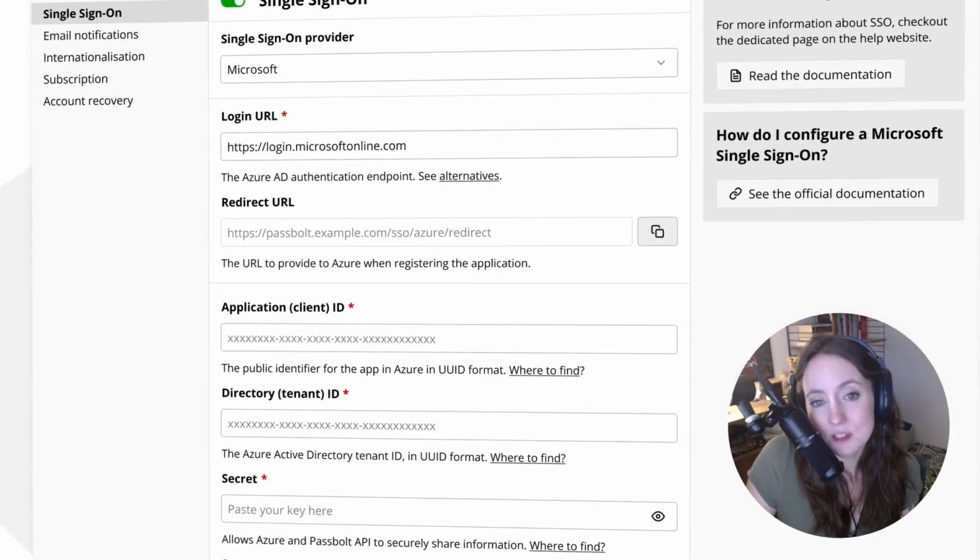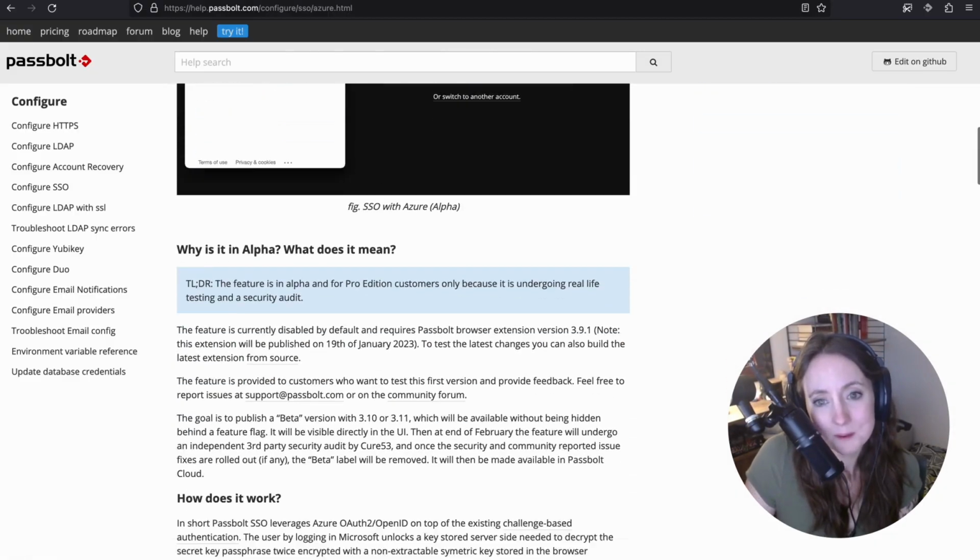You can find detailed instructions about setting up Azure AD on the Passbolt help site.